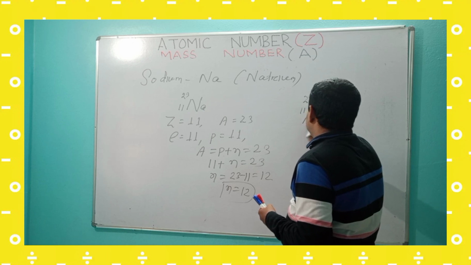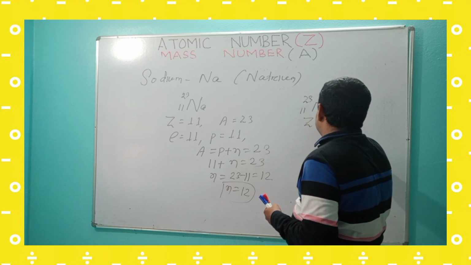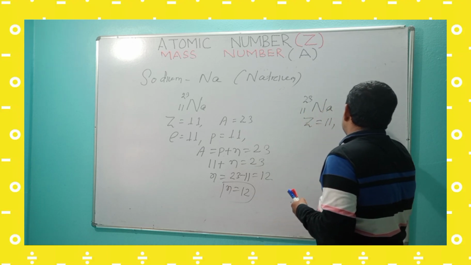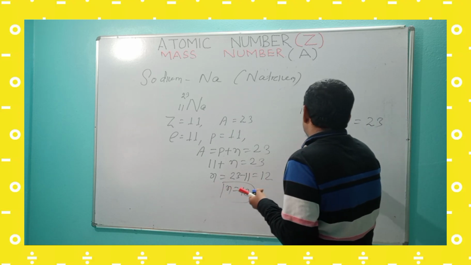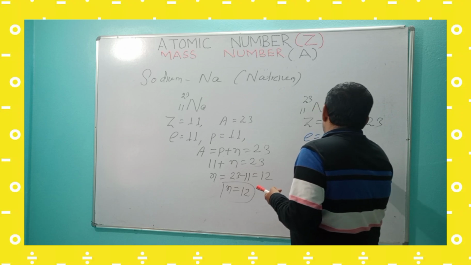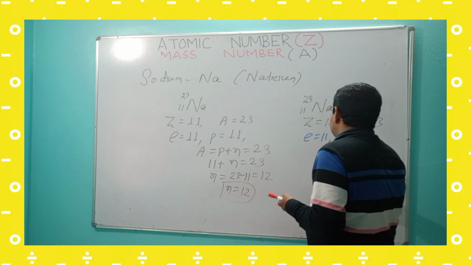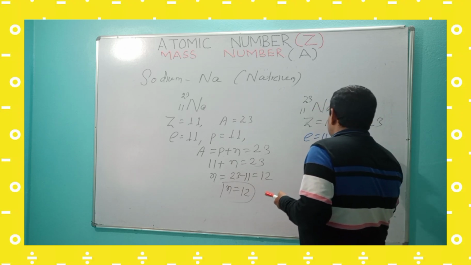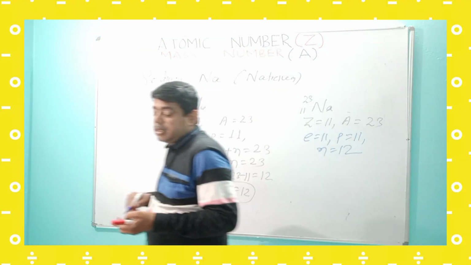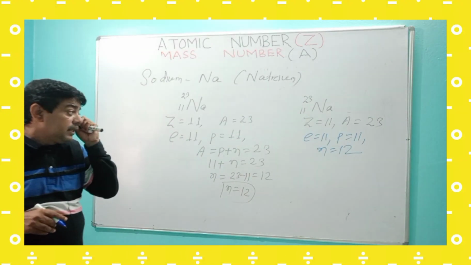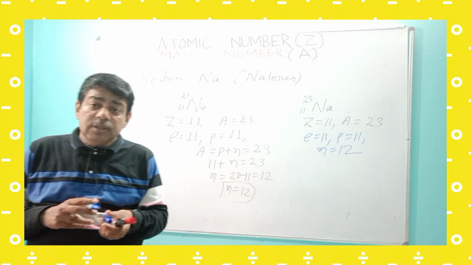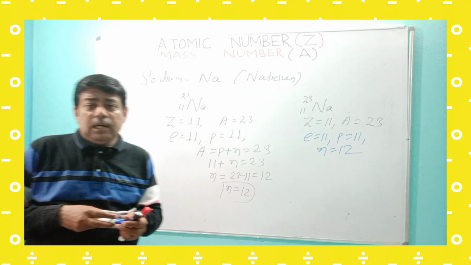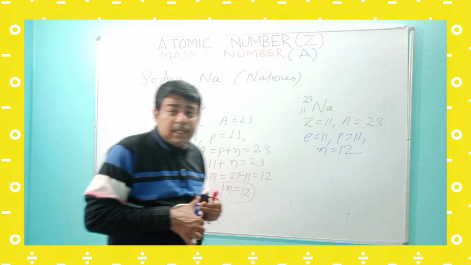The atomic number Z is equal to 11, and the mass number A is equal to 23. The number of electrons is 11, the number of protons is also 11, and the number of neutrons is 12. Understand? This is how you can find the number of electrons, protons and neutrons. You can find it with different examples.